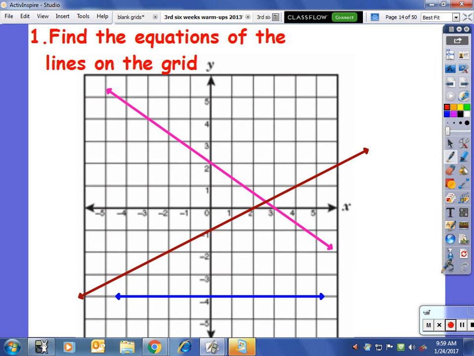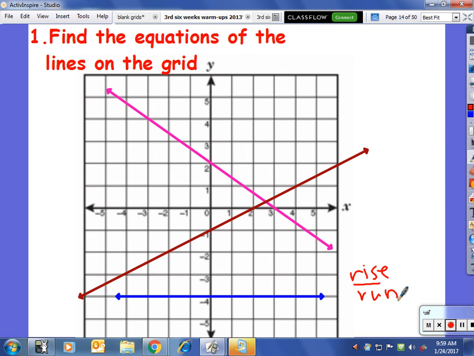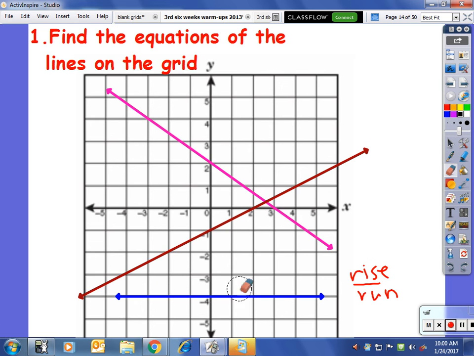Okay, the blue line. What's the slope of that blue line? 0. This one isn't rising at all. Remember, slope is rise over run. Well, to get from one point to another, I'm not rising at all. I'm just running. If you're just running, then you've got a completely flat line, and it means your slope is 0.